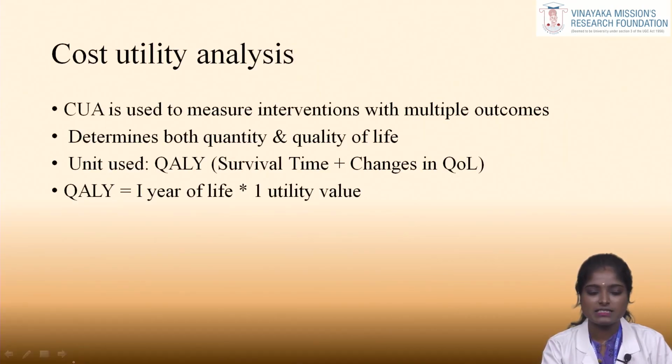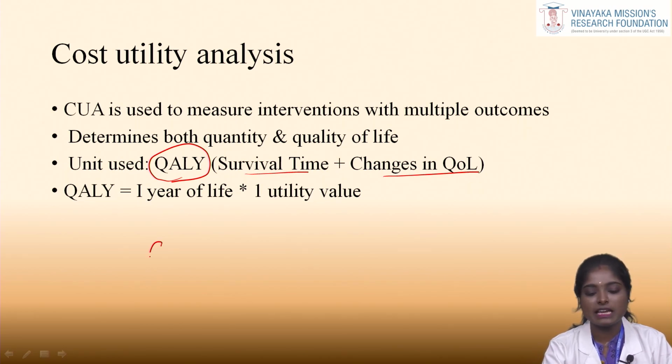Coming to cost utility analysis, it is used to measure interventions with multiple outcomes. Here our benefit is based not only on a monetary basis, not only on cost, but on the quality of life and the quantity of life. So it is more of a non-monetary basis. Here an important unit which is used is the QALY. So cost utility analysis utilizes quality adjusted life years, calculating the survival time and the changes in the quality of life.